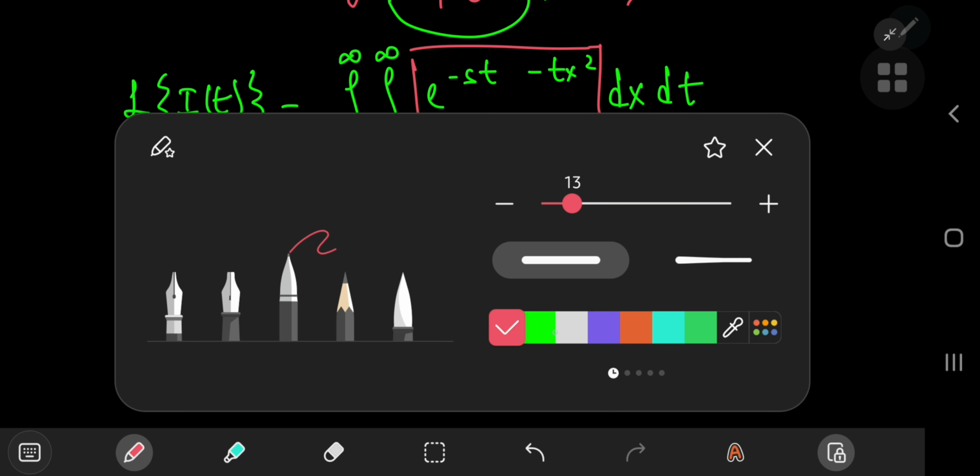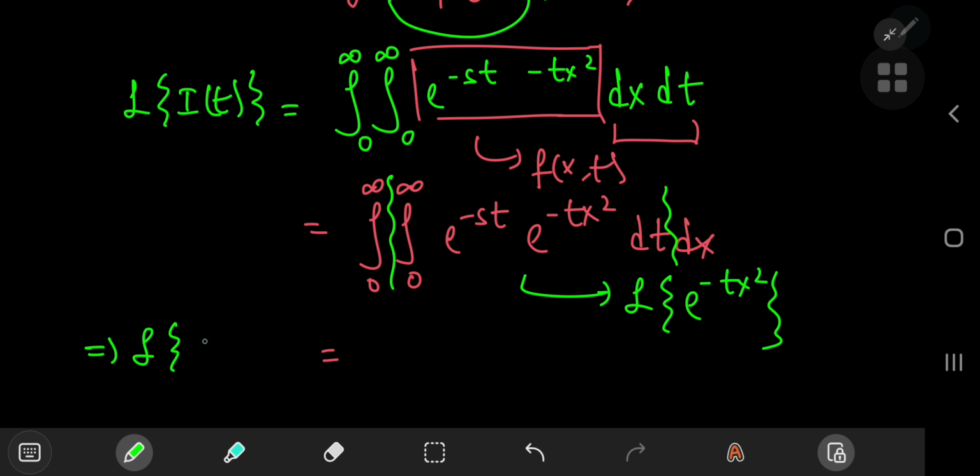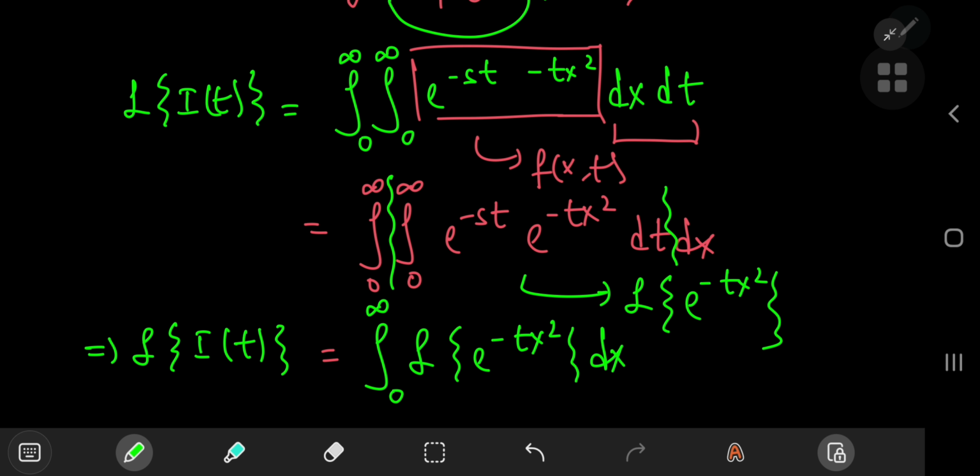Well, if I enclose in curly braces this integration with respect to t, you'll immediately notice that this here is the Laplace transform of e to the negative tx squared, where x is just a constant in the t realm, right? So this implies that the Laplace transform of I of t equals the integral from 0 to infinity of the Laplace transform of e to the negative tx squared dx.